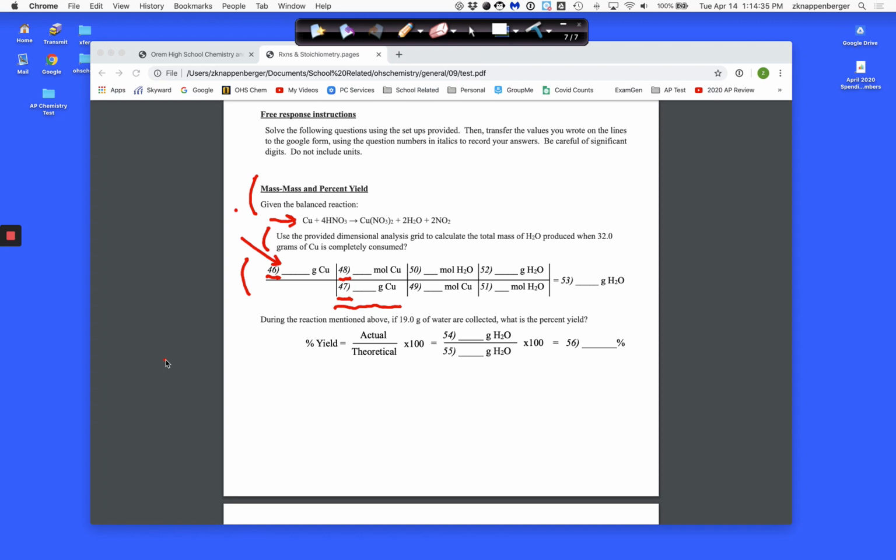Now, please understand you will not be putting units. That's important that you understand that. You will not be putting units, and you do need to be aware of significant digits because those will also be important for you to get these questions correct.